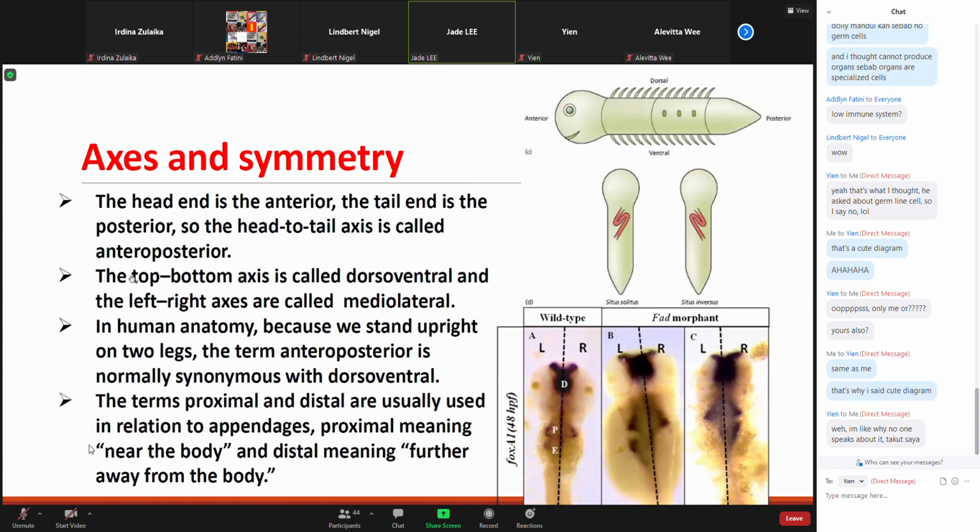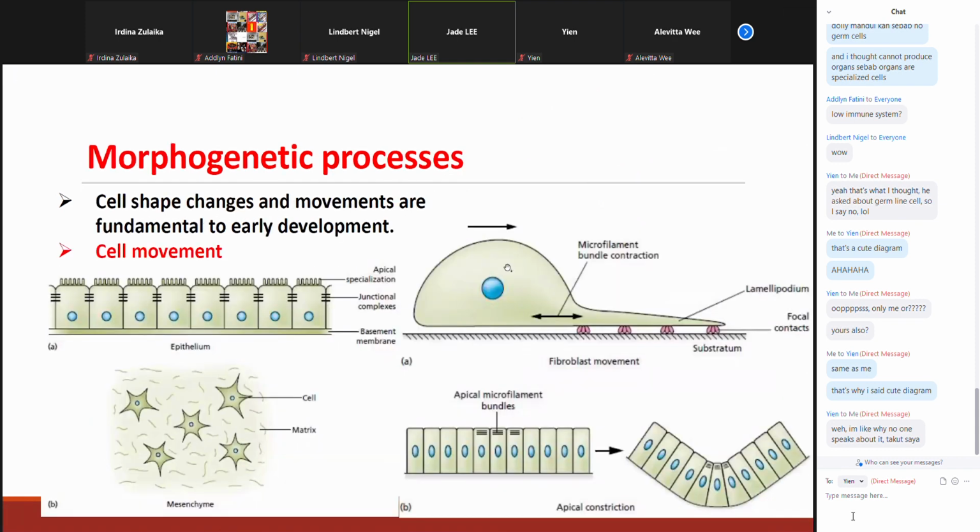This is the same, so this is actually repetitive. The morphogenetic process, the cell shape changes and movements, are fundamental to early development. So cells will move. You can see here we have the junctions that tie the cells together, linking the cells together tightly so that they will not be dispersed everywhere. And we also have the microfilament bundle contractions here, like the laminin proteins and the focal contacts here, with the substrate.